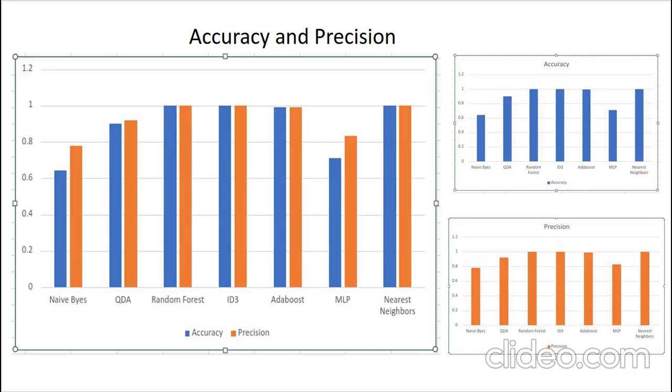In this bar plot, we are comparing how well different ML algorithms detect port scan attack. We are looking at two important factors: accuracy and precision. Random forest, ID3 and nearest neighbor perform exceptionally well, achieving perfect scores in both accuracy and precision. Naive Bayes and multi-layer perceptron show decent performance but not outstanding. QDA and AdaBoost stand out as strong performers with high accuracy and precision. These results basically help us to select the most effective algorithm for detecting port scan attack.